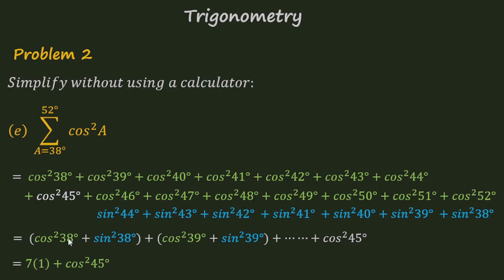Remember, cos squared 38 degrees plus sine squared 38 degrees by the square identity equals 1. So we have 7 times 1 plus the cos squared 45 degrees that is left alone there. So this is simply 1 over the square root of 2 squared, which gives us 1 over 2. This is 7.5.